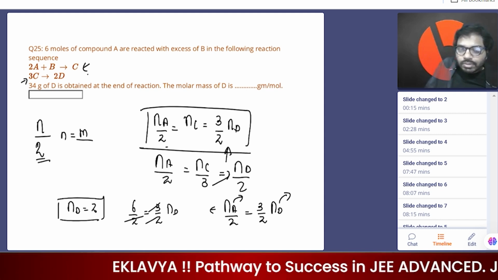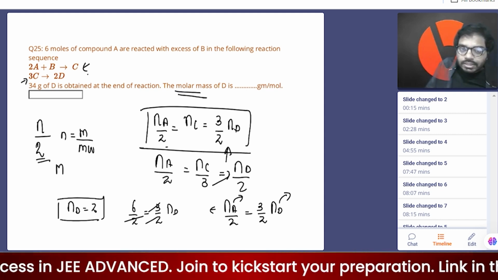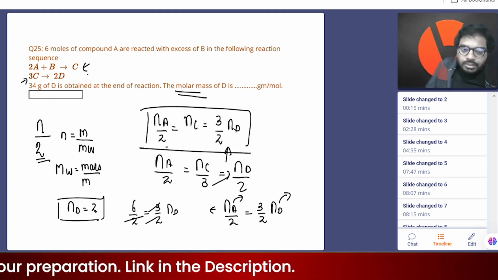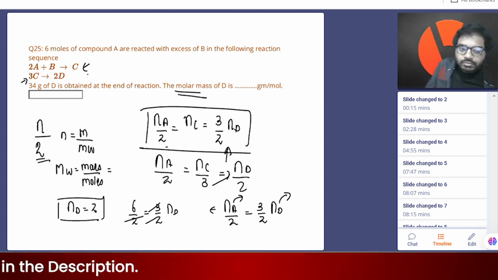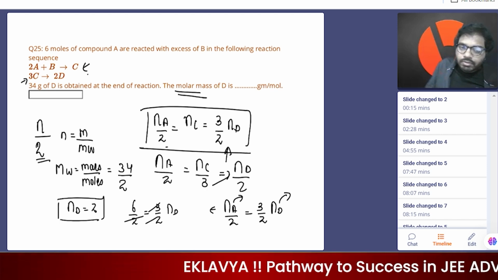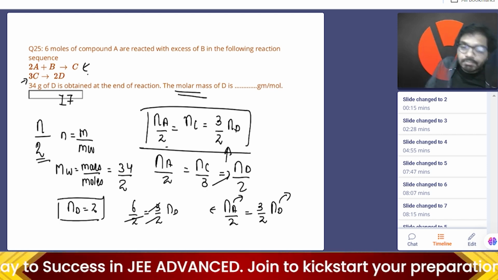Now, as we know, the number of moles is equal to the given mass upon molar mass. What they are asking is the molar mass. So the molar mass is equal to given mass upon moles. So what is the mass here? Given mass is 34. Number of moles is equal to 2. So the answer we will get here is 17. So very simple question this is.